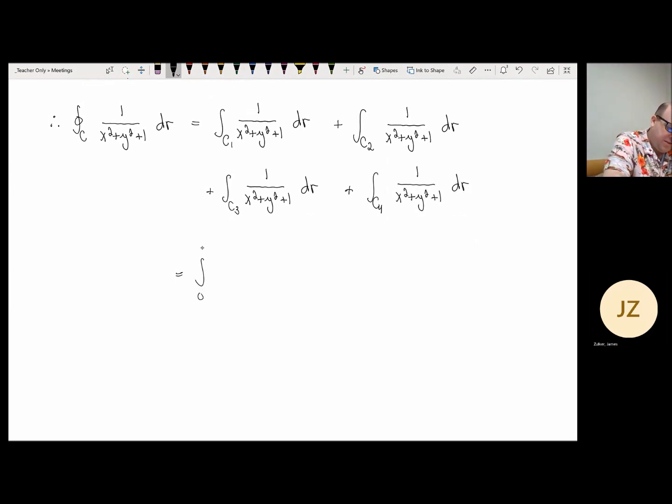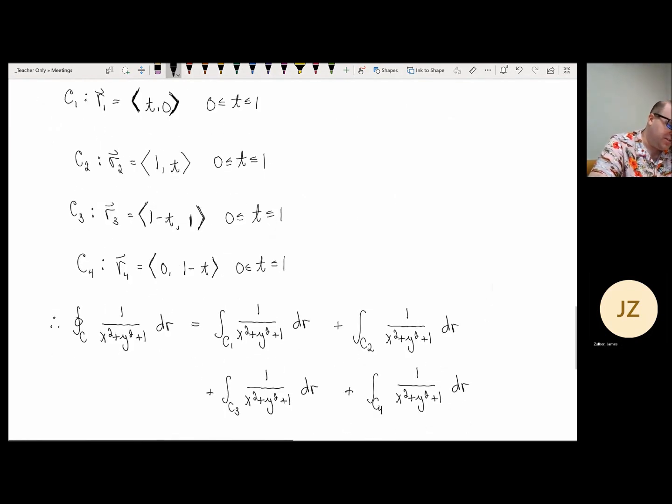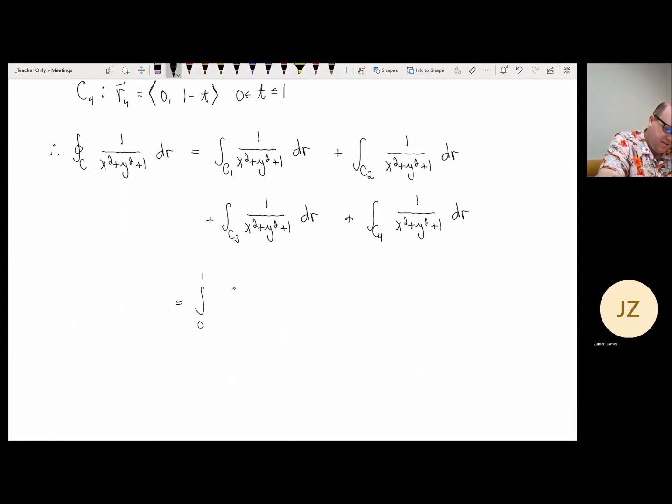So the first curve, t goes 0 to 1, which is nice. But our parameterization was t, 0, right? So we're going to evaluate the integrand over that parameterization: 1 over t squared plus 1. dr is the magnitude of the derivative, dt.